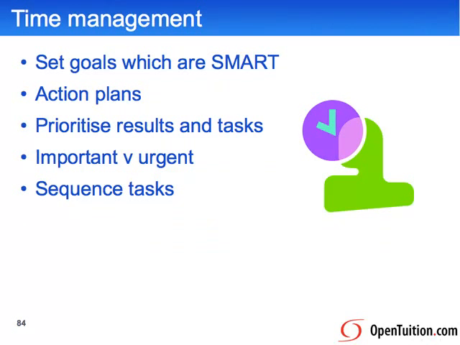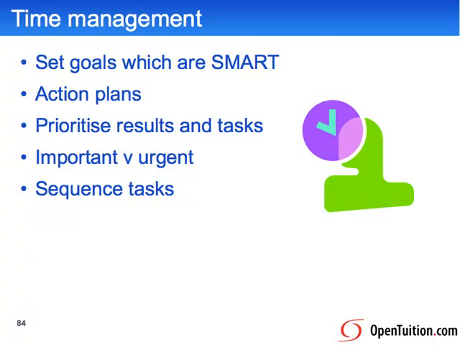Time management is an important skill in the workplace. It starts by setting goals which are SMART: specific, measurable, agreed, realistic, time-bound. These overall goals can then be broken down into specific action plans. Perhaps a to-do list, a list of things you're going to do that day or that week, deadlines put into your diary. You have to prioritize results and tasks, and this has to be kept flexible. What do we really have to do today? What could we perhaps postpone to tomorrow if there's a problem?